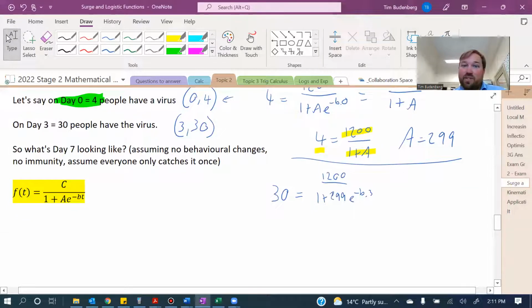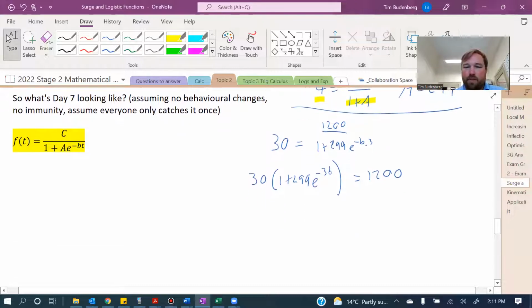All right, let's try to solve for b. If I was solving for b, I'd multiply the entire denominator up. 30 bracket 1 plus 299e to the minus 3b equals 1200. Now, at this point, some people are going to be tempted to distribute into the brackets. I would divide both sides by 30. 1 plus 299e to the minus 3b equals 40, because we're dividing by 30. So there's a divide 30 here and divide 30 here.